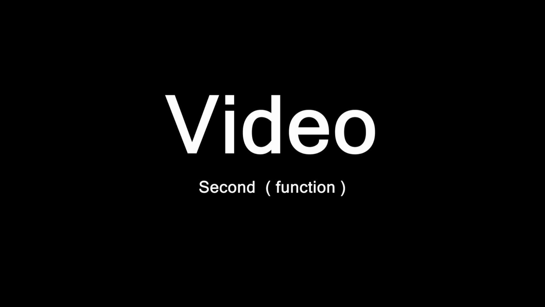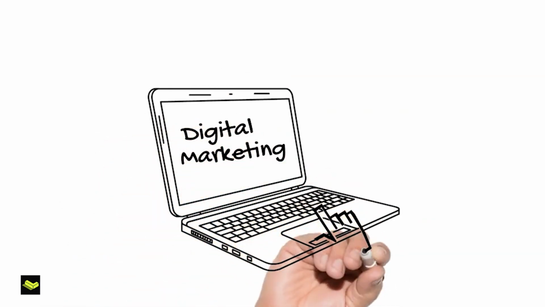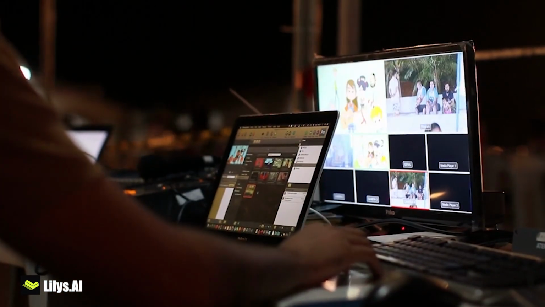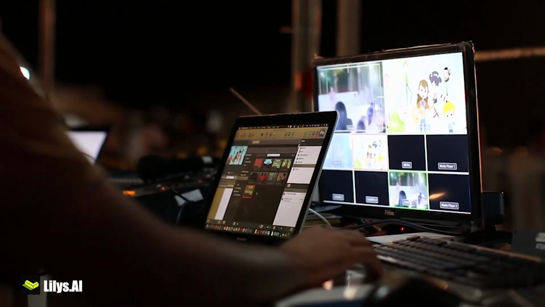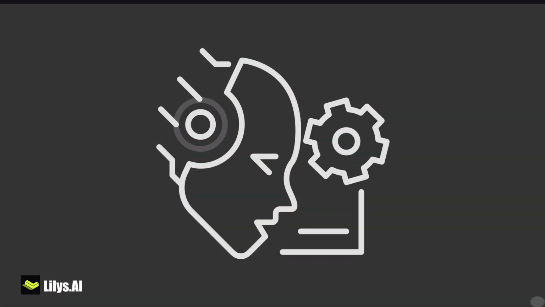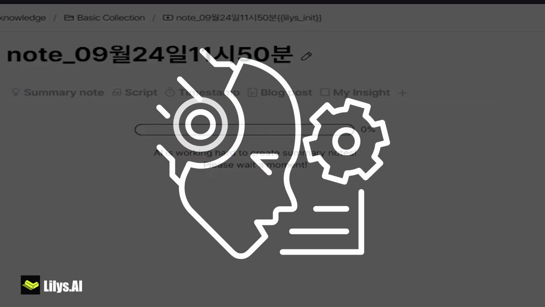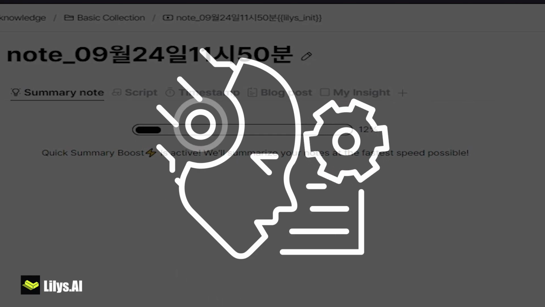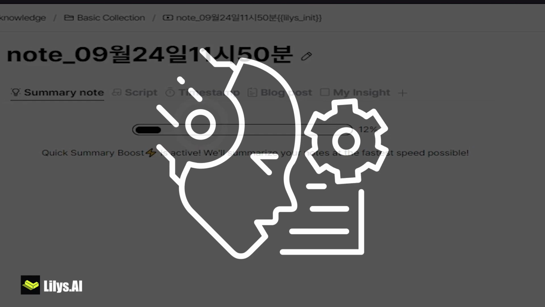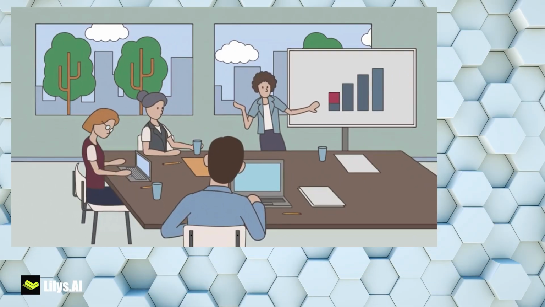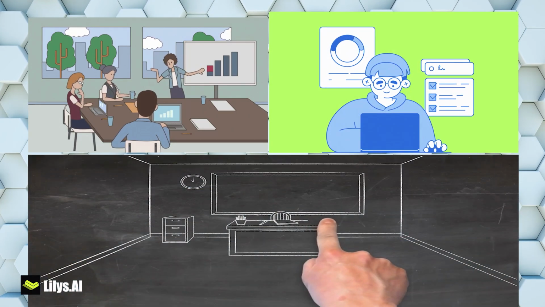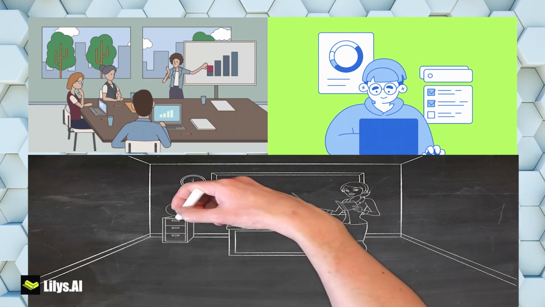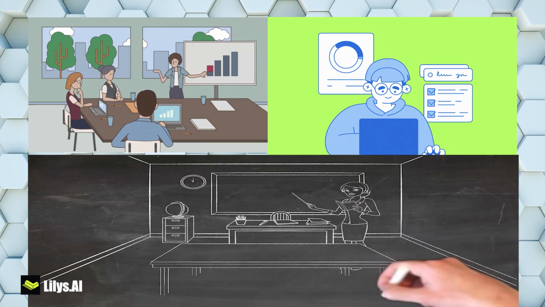Second, video function. Let's say you just finished watching a 2-hour-long webinar about digital marketing strategies. Instead of going back and reviewing the whole video, a video summarizer can give you the highlights in minutes. It pulls out the key points, like actionable steps or important insights, allowing you to grasp the most critical information without spending extra time. Whether it's for company meetings, webinars, or even lecture reviews, a video summarizer becomes a game changer for productivity.